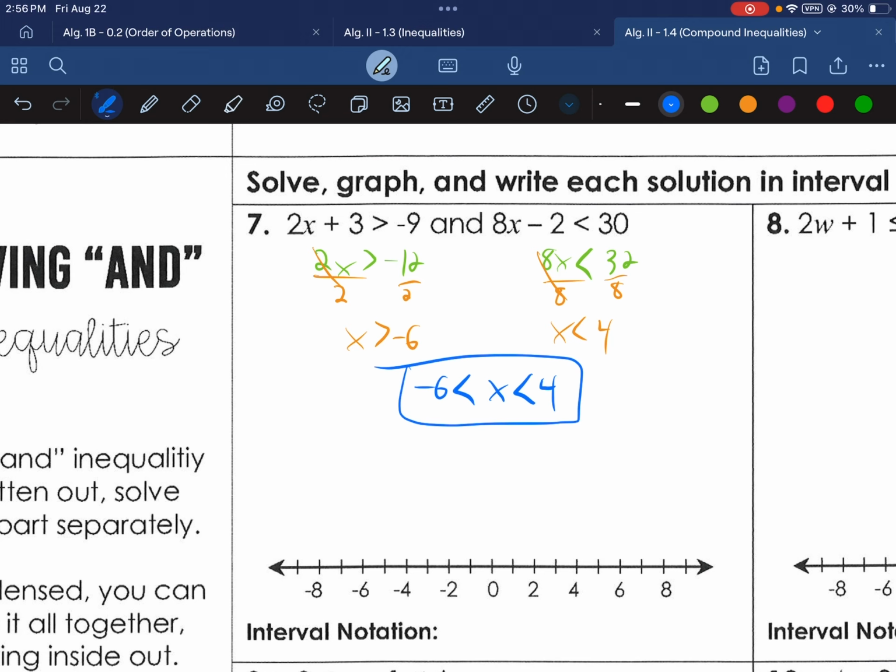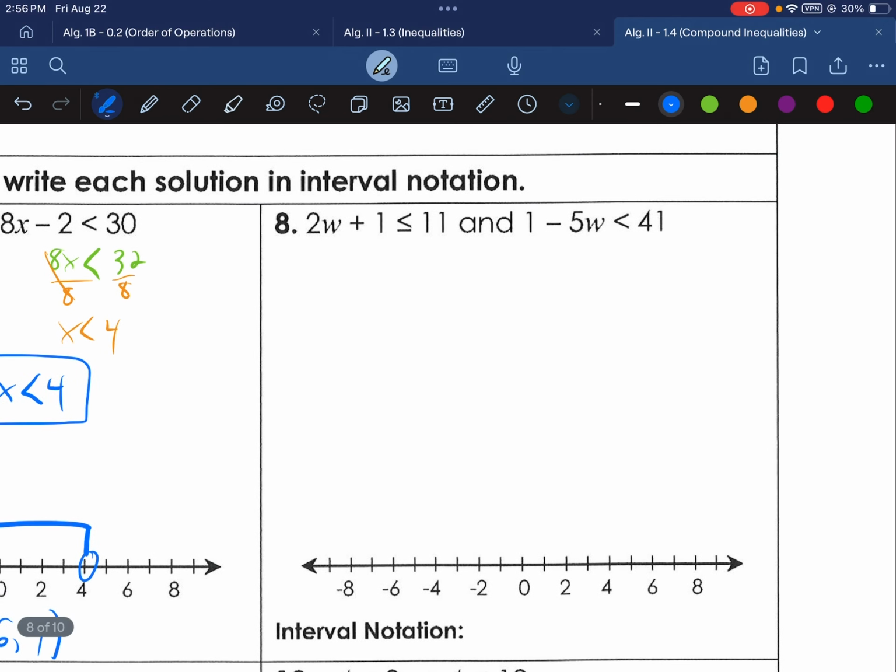And now I graph it, and so I do an open circle at -6, an open circle at 4, and I connect those dots. The interval notation would be, like we talked about above, -6, 4, where it starts to where it ends, and in this case, they're both parentheses.